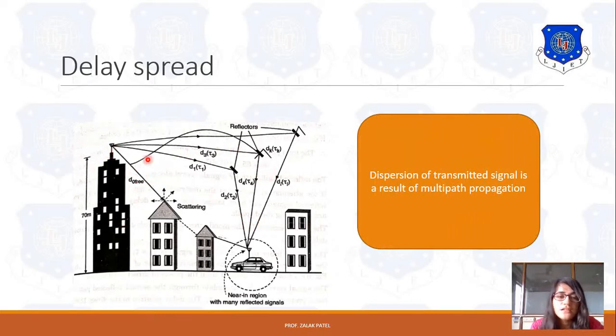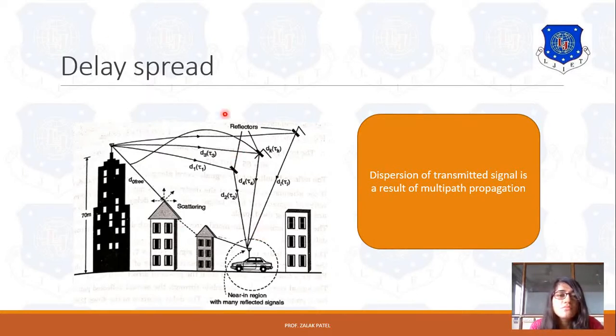Here you can see that it can take many paths. It can go like this, or from this to this, from D1 to D2, or from D3 to Dk and tau k. There are more reflector surfaces also. This dark black color is a reflecting surface, or reflectors, so it can take any of these paths, and because of that dispersion there may be multipath propagation, meaning there is more than one path available between transmission and reception. So this is the delay spread.